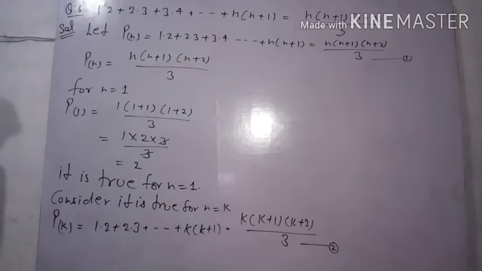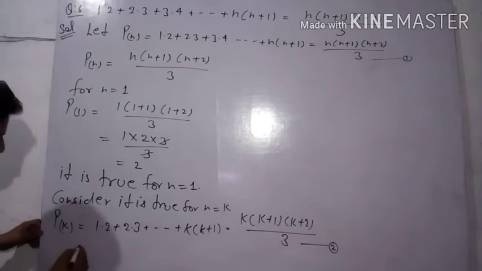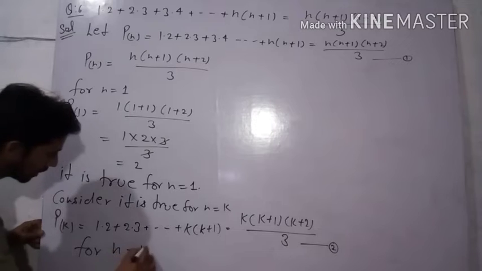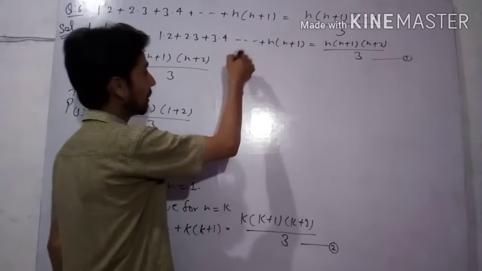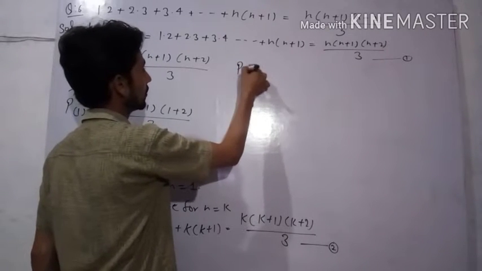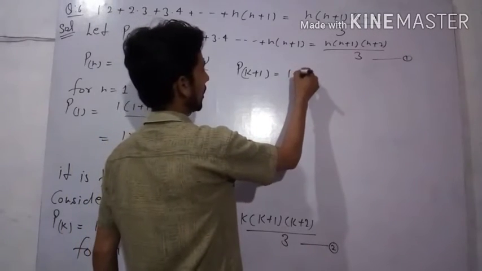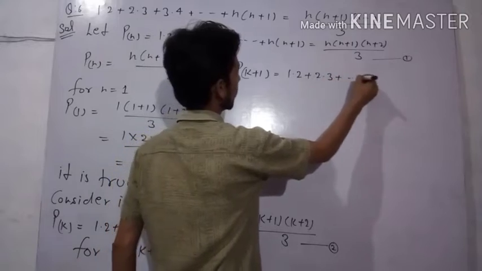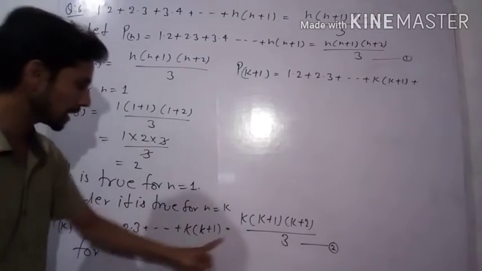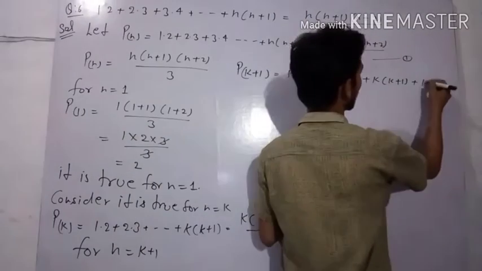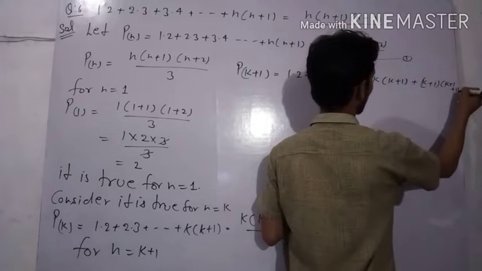So for now we have to prove that it is true for n equals k plus 1. Take P(k+1) equal to 1 multiply 2 plus 2 multiply 3 dot dot dot k multiply k plus 1 plus one more term, which is k plus 1, k plus 2, that is, k plus 1, k plus 1 plus 1.